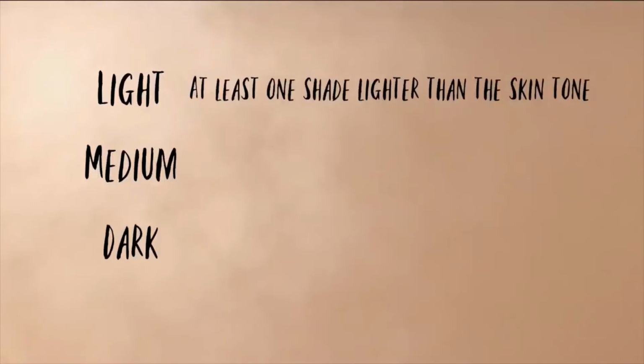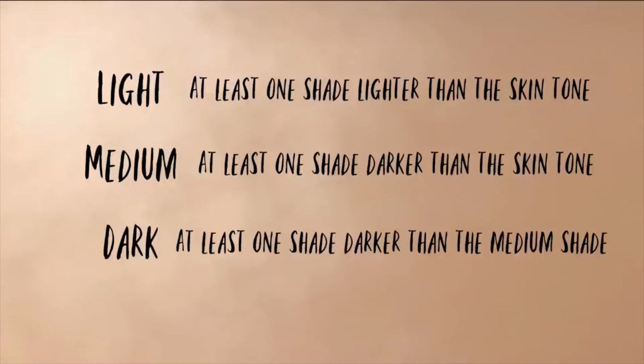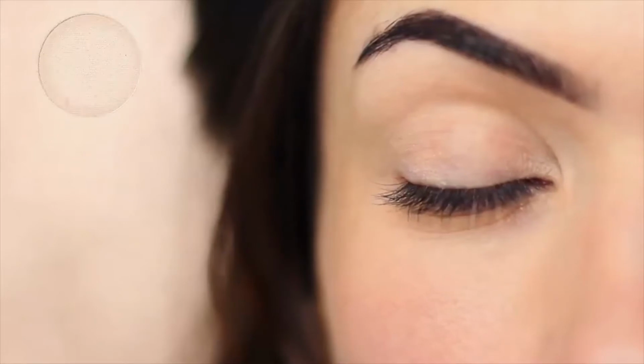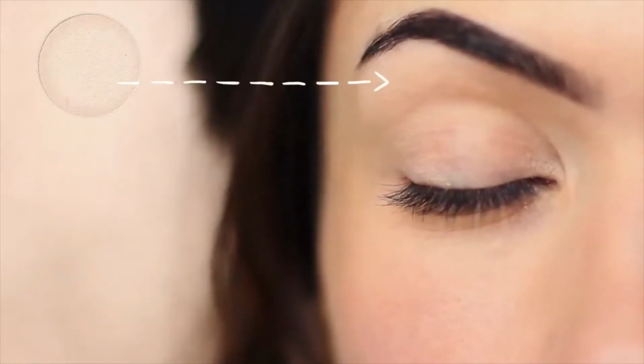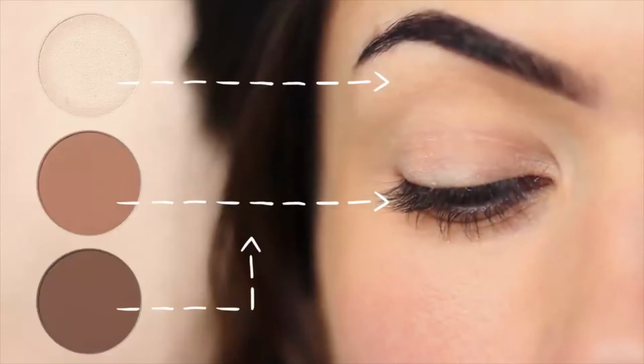For this, I use three eyeshadows: a light, a medium, and a dark. Now you want to customize this to work for you. The light shade should be at least one shade lighter than your skin tone. The medium shade is at least one shade darker than your skin tone. And the dark shade is at least one shade darker than the medium. Now I'm going to use neutral shadows just to keep it simple, but you can use colors. You just follow the same pattern of light, medium, and dark. So for example, for my skin tone, I have my lighter shade, one shade lighter than my skin tone, my medium shade, at least one shade darker, and then my dark shade, which is one shade darker than the medium.